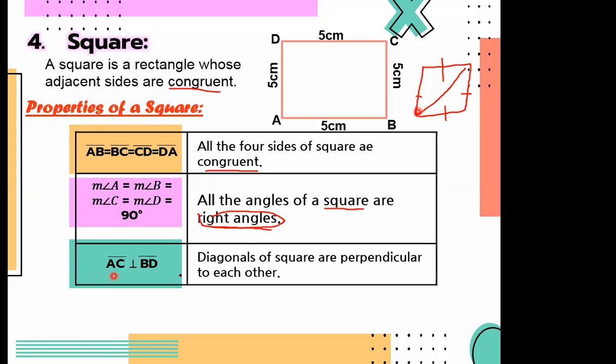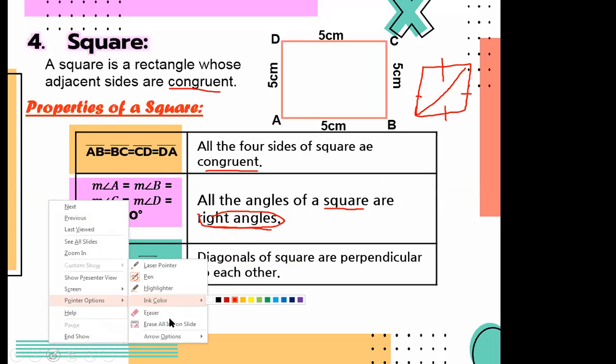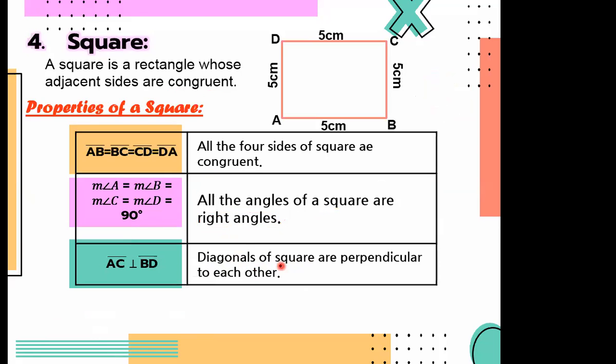Now the third property is that diagonals of a square are perpendicular to each other. Now we are talking about this one. Just a minute, I'm going to erase. Now look here. All the angles of a square are right angles. If angle A is equal to 90 degrees, angle B will also be equal to 90 degrees. Angle C will be 90 degrees, and angle D will also be equal to 90 degrees. All the sides are the same and all the angles are right angles, so that figure will be called a square.